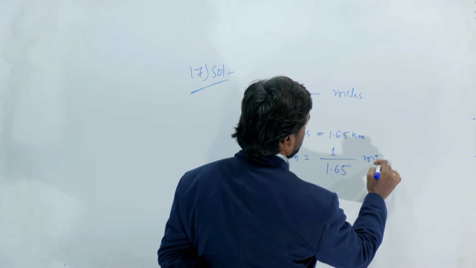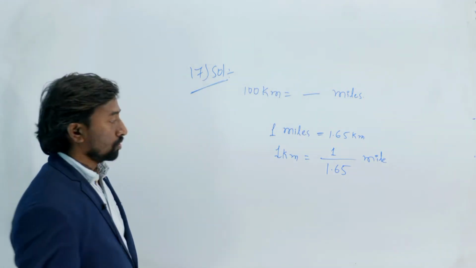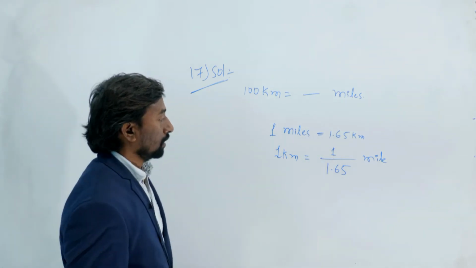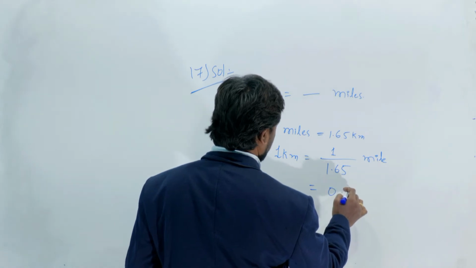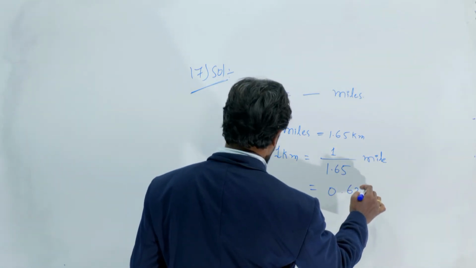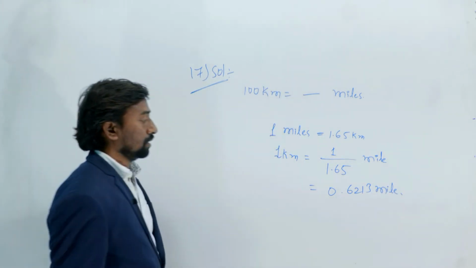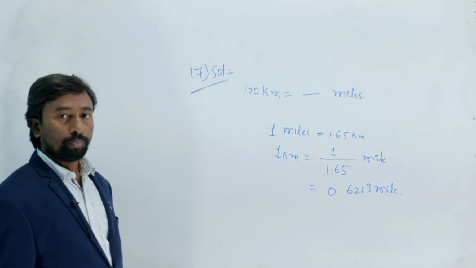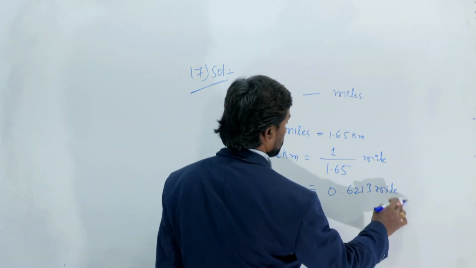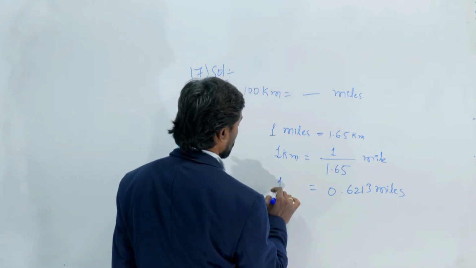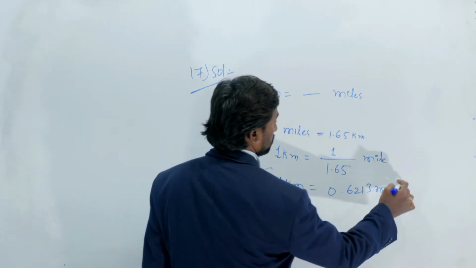1.65 miles. Okay, 1 kilometer. So now if you simplify this one, we'll get the value 0.6213 miles. 1 kilometer is equal to 0.6213 miles, so therefore 1 kilometer is equal to this.